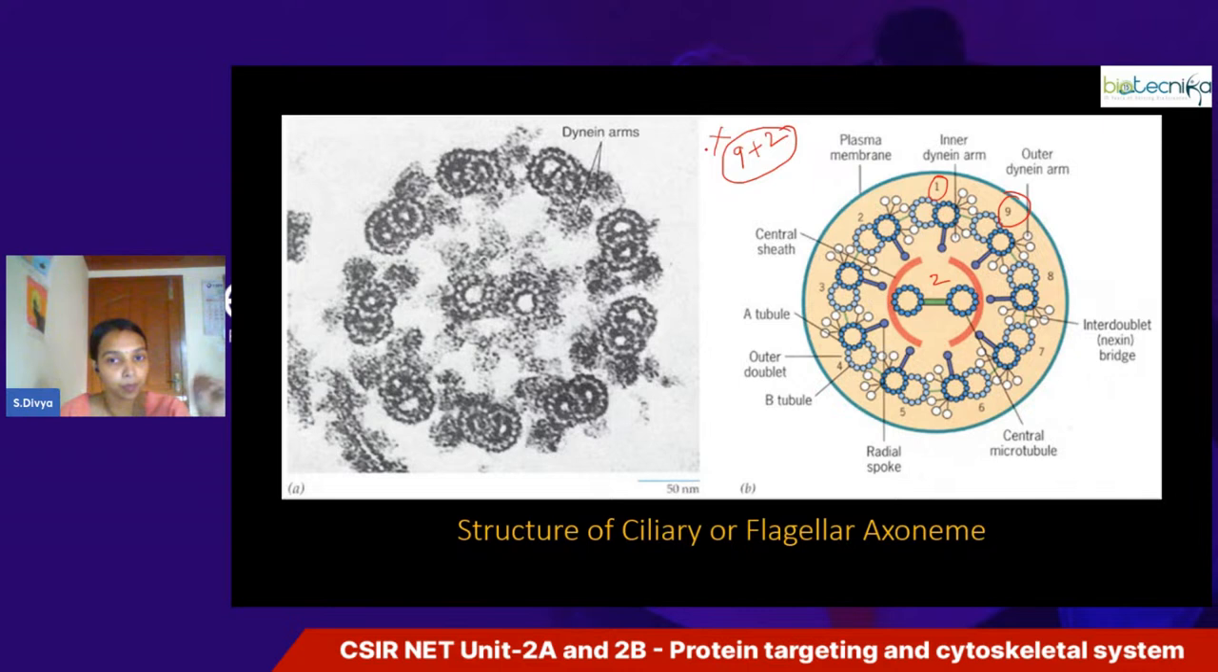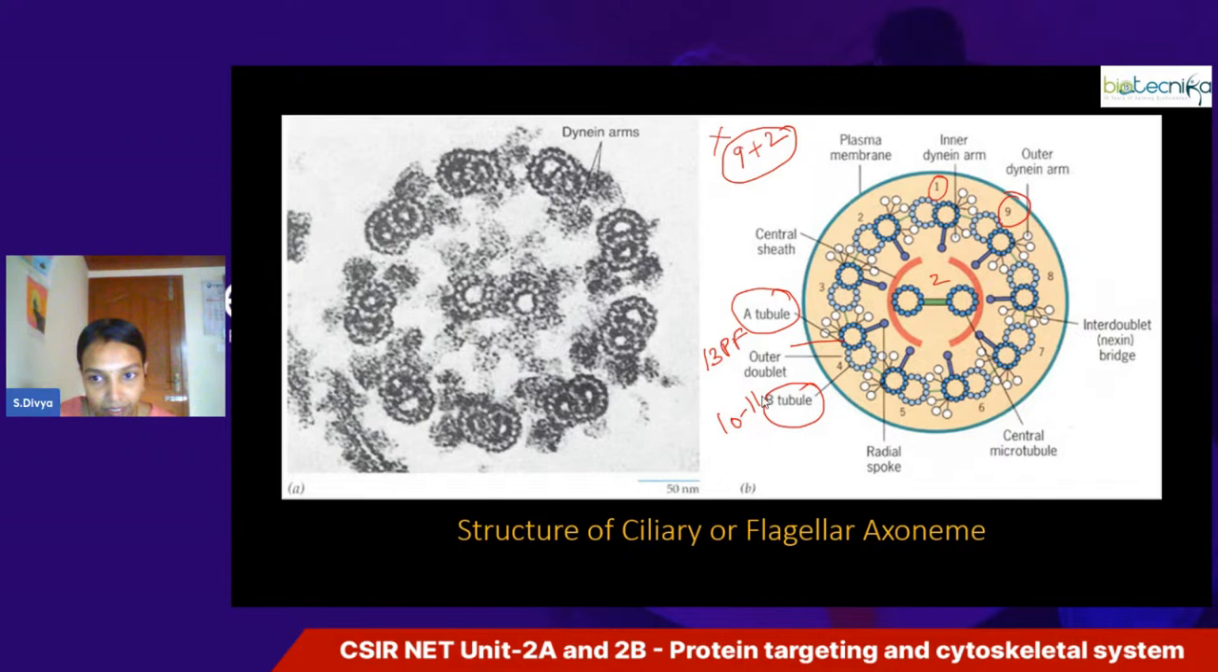Now, if you look into the arrangement, the 9 outer doublets which we see are made up of an A tubule and a B tubule. If you have a close vision, the A tubule has a complete circle of around 13 protofilaments. And if you see the B tubule, it is partial. That means it will have an arrangement of 10 to 11.